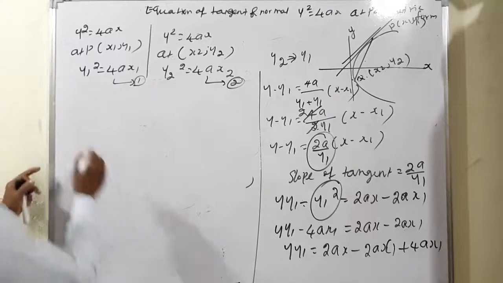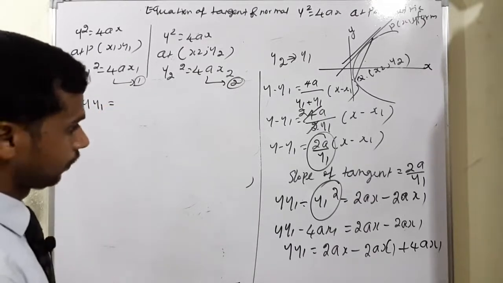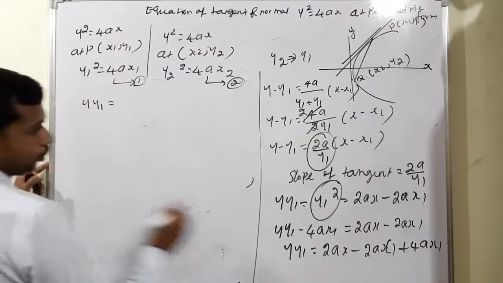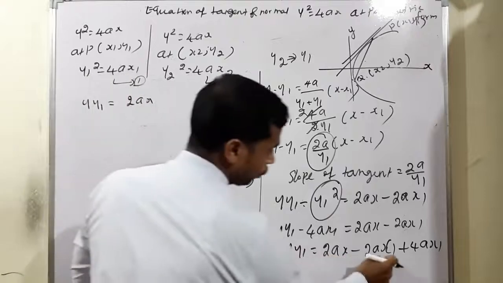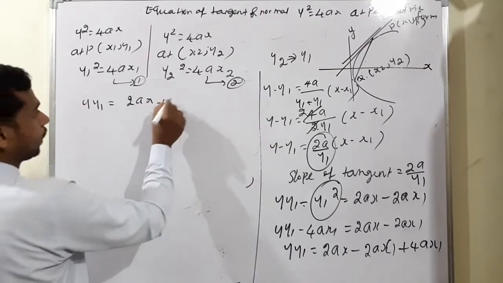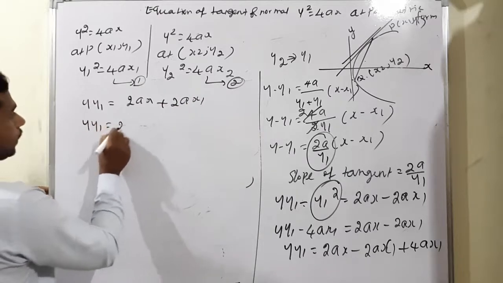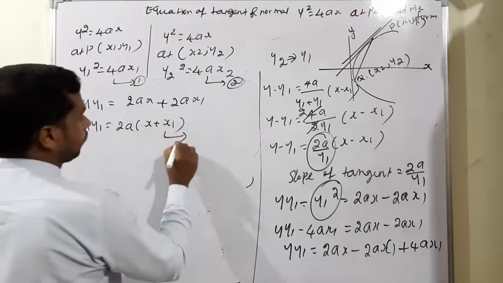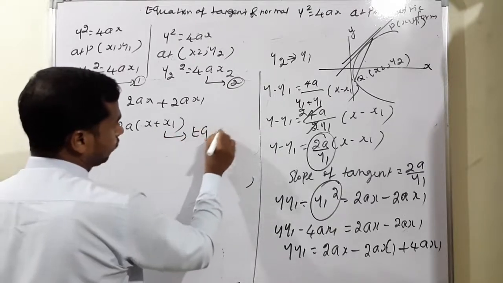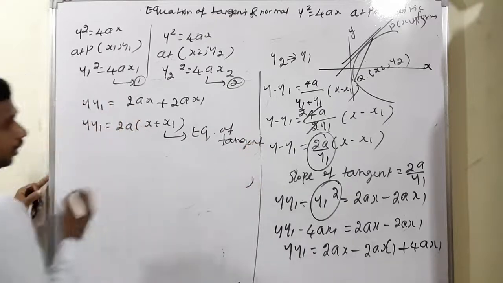So next line: y1 y is equal to 2ax, then negative 2ax1 plus positive 4ax1, we can write it as positive 2ax1. Therefore y1 y is equal to 2a, taking common outside, x plus x1. This is the equation of tangent. Now, the equation of normal.